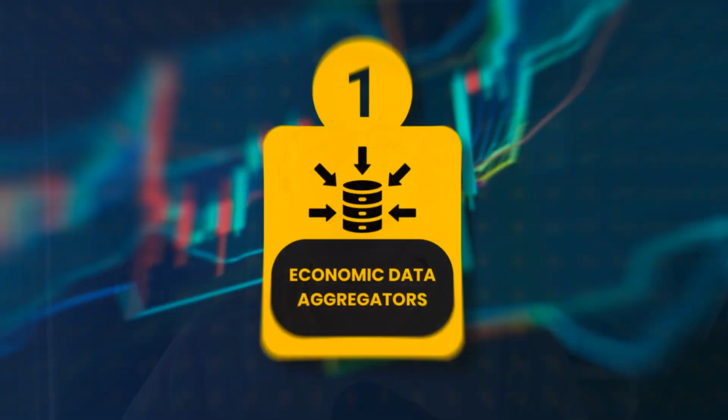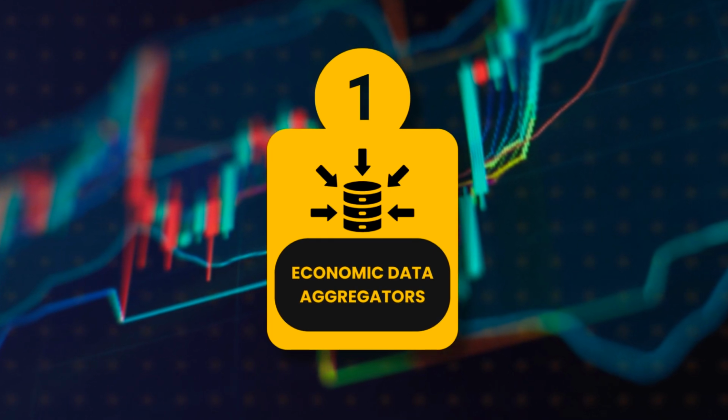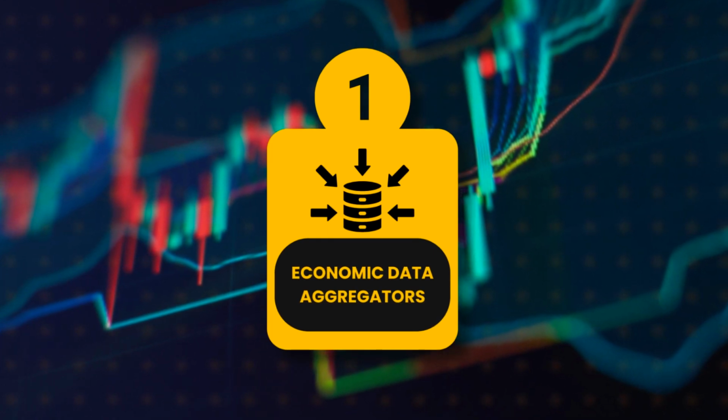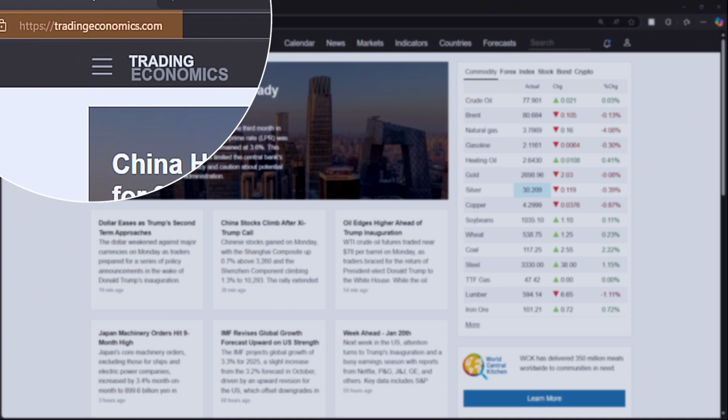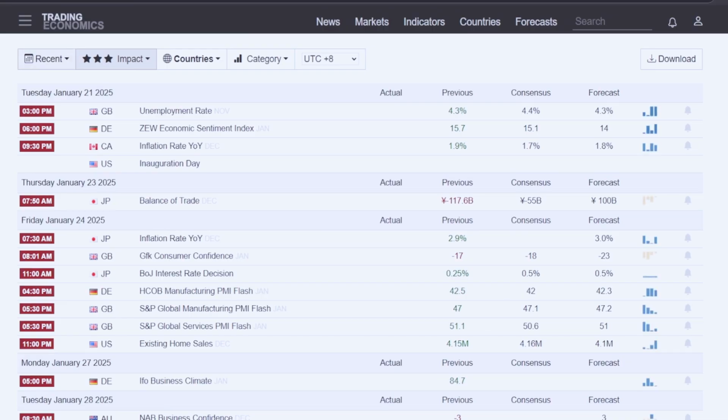You need to find an economic aggregator. Platforms like Trading Economics give you real-time access to economic releases such as GDP, inflation, or unemployment rates. This is all free on tradingeconomics.com. If you head up the top here, you can go on the calendar and you can see what is forecasted this week. You can change your countries, your category, your time zone, and even the expected impact on these results.